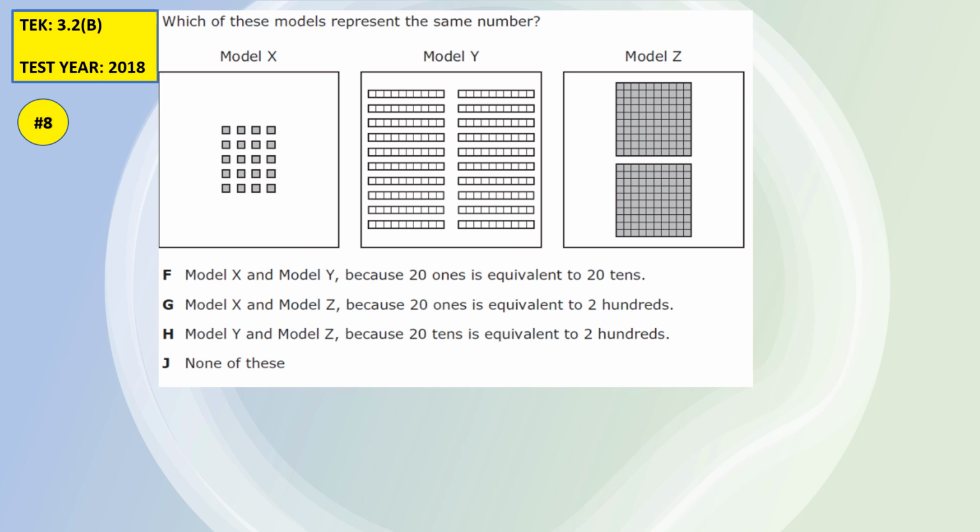Well, first we need to determine what is the actual total for these models. Well, let's look at Model X. Model X is completely filled with units of 1. So let's count those units of 1 to determine the total for Model X. 1, 2, 3, 4, 5, 6, 7, 8, 9, 10, 11, 12, 13, 14, 15, 16, 17, 18, 19, 20. Model X is equivalent or equal to 20.